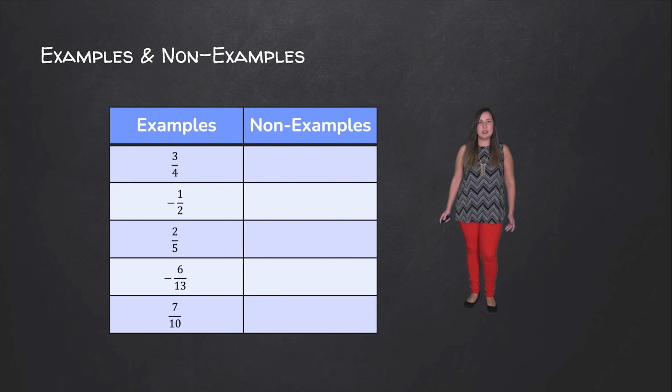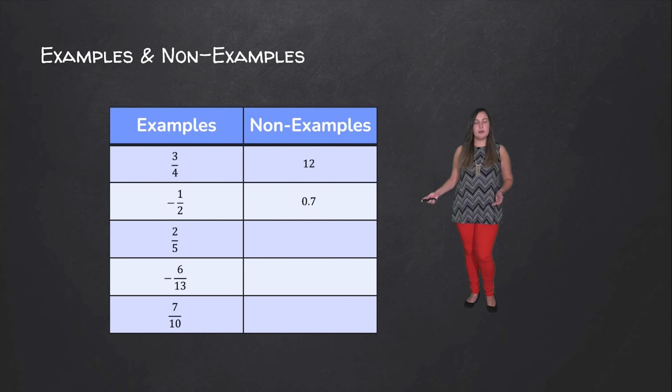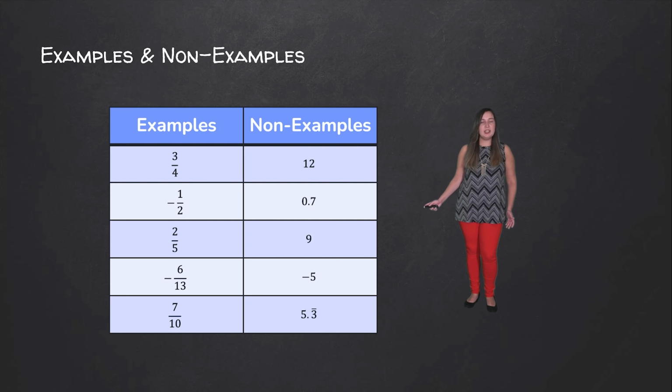Some non-examples include the number 12, because that's a whole number, but that can also be written in fraction form. We also have 0.7, which is a decimal, which also can be written in fraction form, but it's currently not. Then we have 9, which also can be written in fraction form, but it currently is not. Then we have -5, which can be written in fraction form, but it is not. And here we have 5.3 where the 3 is repeating, which also can be written in fraction form, but it's currently written as a decimal.